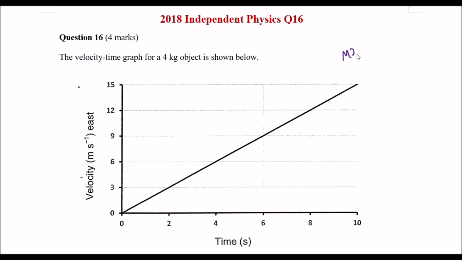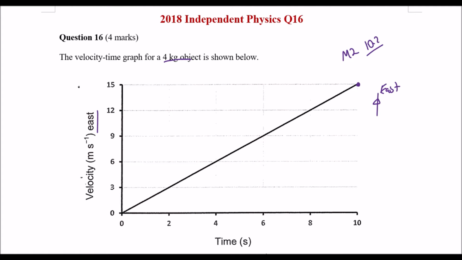Today we'll be covering Module 2, Inquiry Question 2, or at least some components of it, with this exam question here from the 2018 Independent Physics, question 16. So let's have a look. We have a velocity time graph of a 4 kilogram object, as shown below here. We can note that in terms of velocity, this is going towards the east. And so we can conclude at the end of this, we've gone in this direction, east, overall.